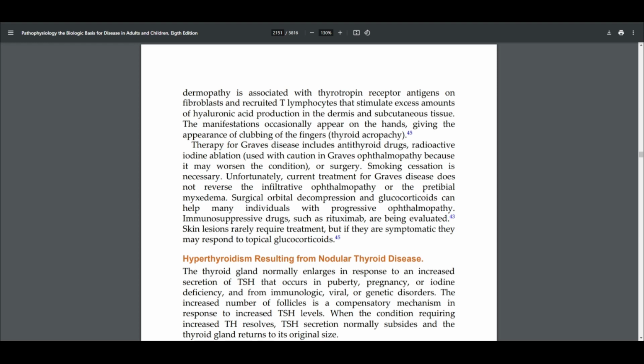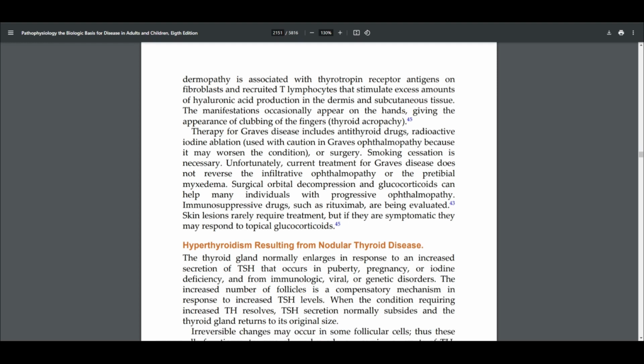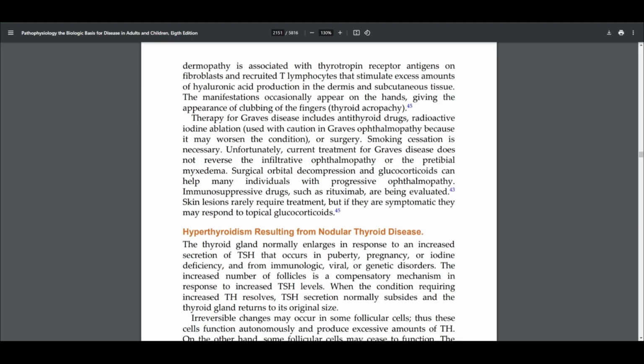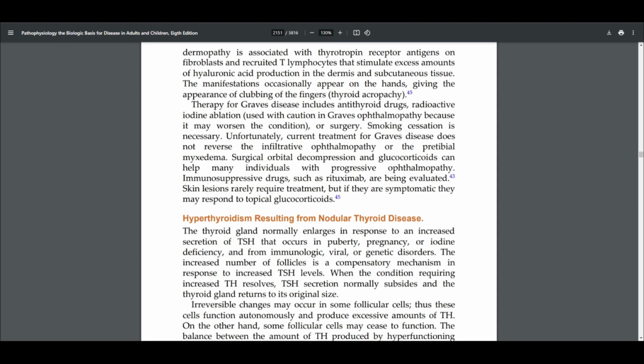Your therapy for Graves' disease includes antithyroid drugs, radioactive iodine ablation, or surgery. Smoking cessation is necessary. Unfortunately, current treatment for Graves' disease does not reverse the infiltrative ophthalmopathy or the pretibial myxedema. Surgical orbital decompression and glucocorticoids can help many individuals with progressive ophthalmopathy. Immunosuppressive drugs, such as rituximab, are being evaluated. Skin lesions rarely require treatment, but if they are symptomatic, they may respond to topical glucocorticoids.